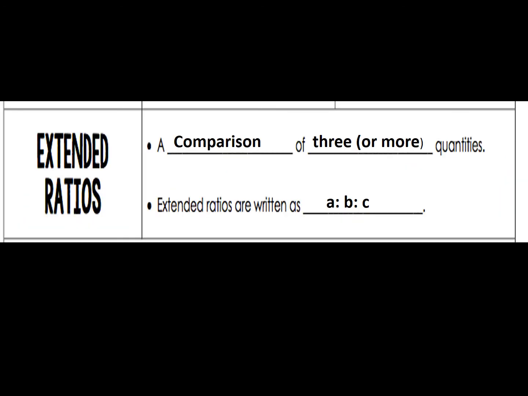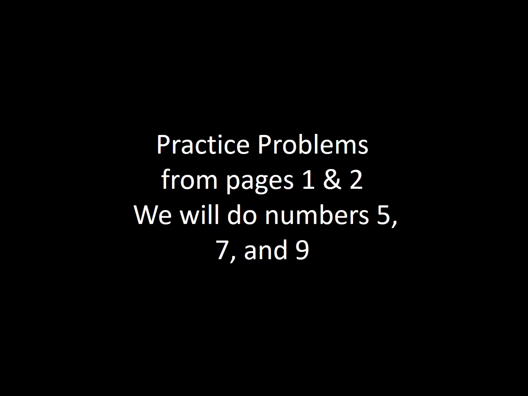All right, we're going to talk about something called extended ratios. It is a comparison of 3 or more quantities. Extended ratios are written as A to B to C. What we're going to do now is look at some practice problems from pages 1 and 2. We're going to go ahead and do numbers 5, 7, and 9.